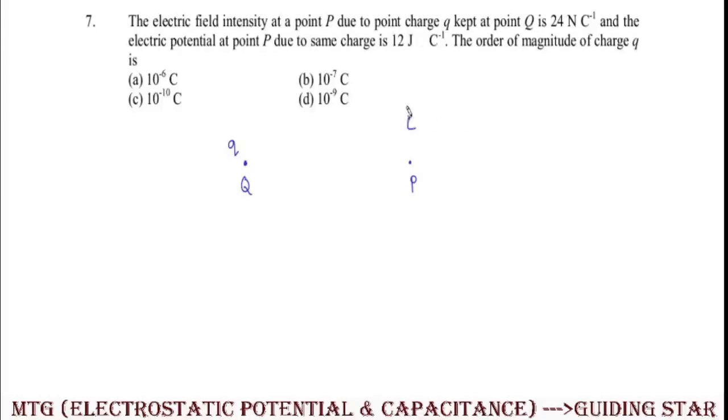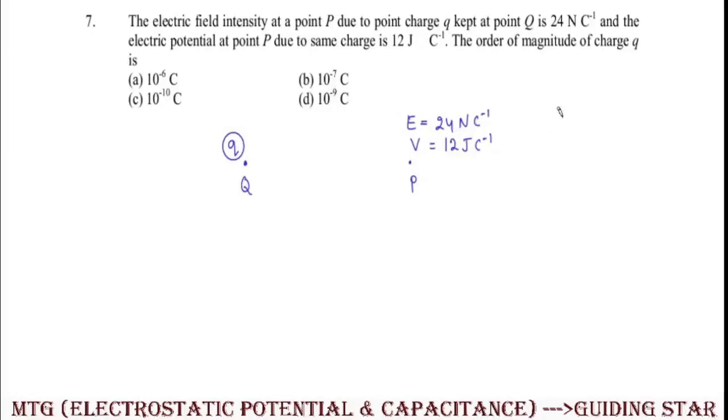Electric field over here is 24 Newton per Coulomb. And electric potential at the same point P due to the same charge is 12 Joule per Coulomb. The order of magnitude of charge Q is? Okay, so what is the magnitude of this charge Q, or order? That means it is asking order of magnitude, that means in the powers of 10.